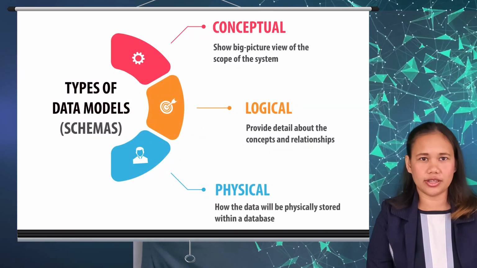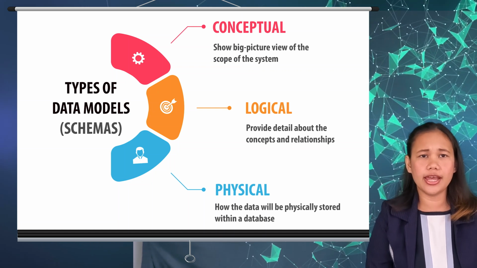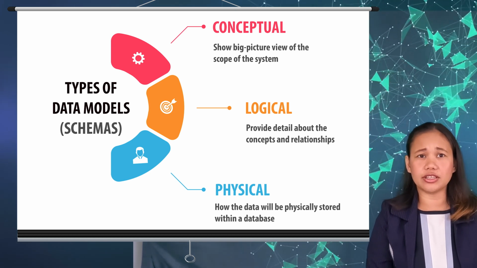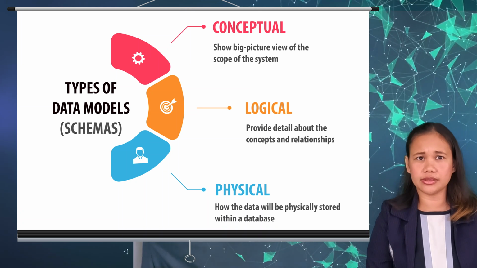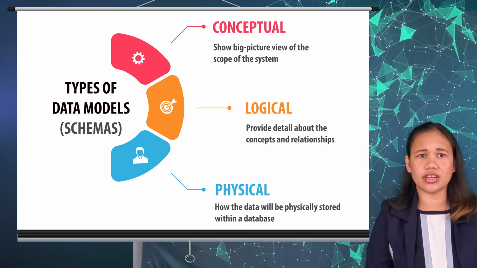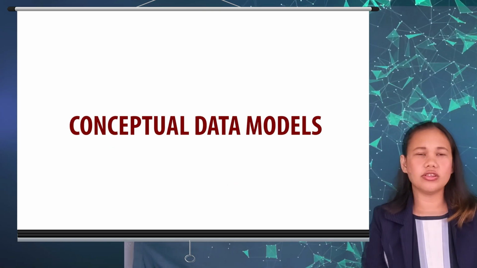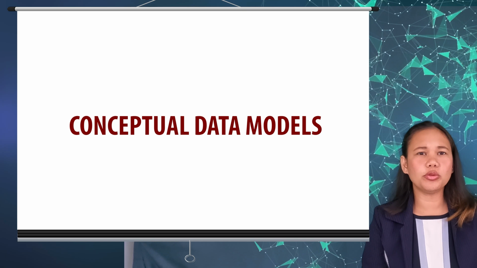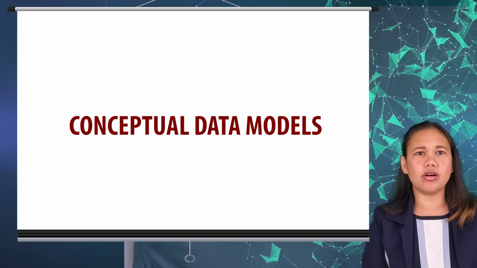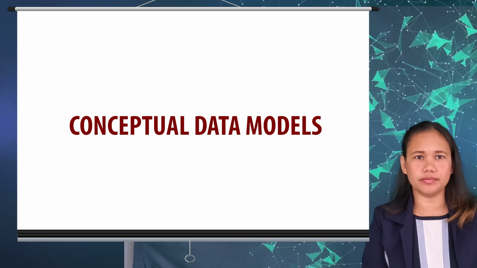Like any design process, the data science design process begins at a high level of abstraction and becomes increasingly more concrete and specific. Data models can generally be divided into three categories, which vary according to their degree of abstraction. The three stages or types of data model, called schemas, are as follows. Conceptual data model. They are also referred to as domain models and offer a big picture of the scope of the system, how it will be organized, and which business rules are involved.